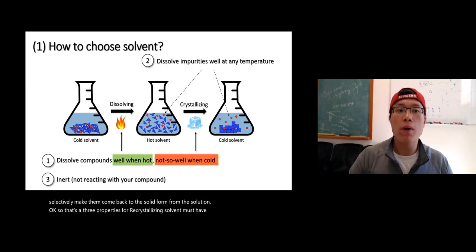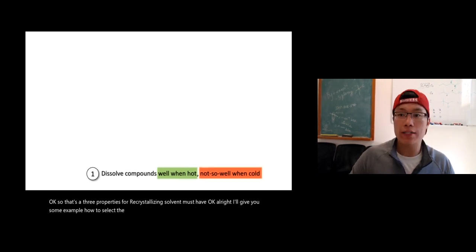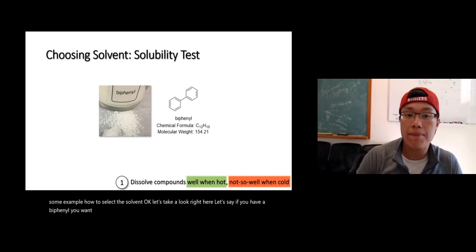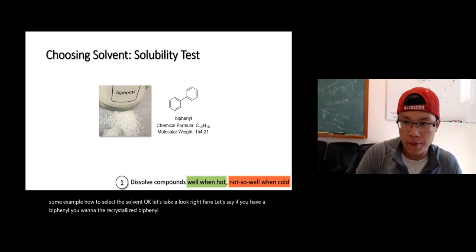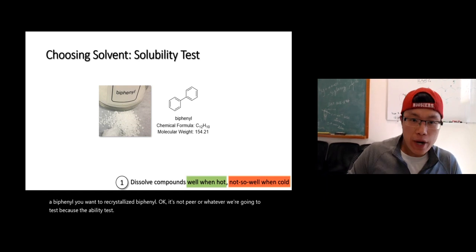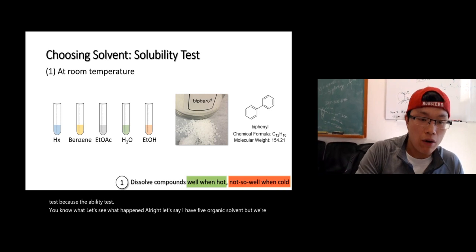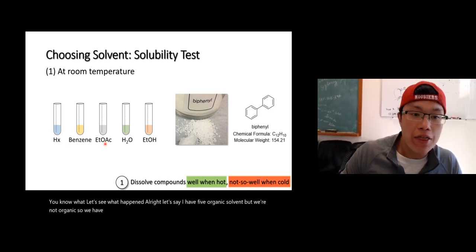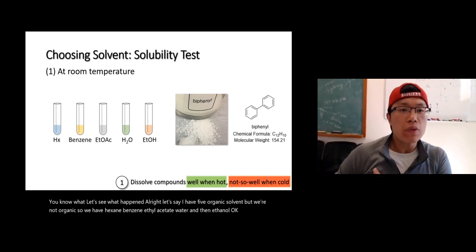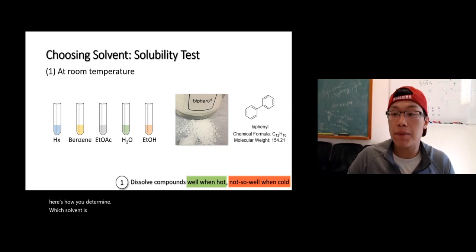All right, I'll give you an example of how to select the solvent. Let's take a look right here. Let's say you have biphenyl and you want to recrystallize it. It's not pure or whatever. We're gonna do a solubility test. Let's say I have five solvents: hexane, benzene, ethyl acetate, water, and ethanol. Here's how you determine which solvent is appropriate for recrystallizing biphenyl.